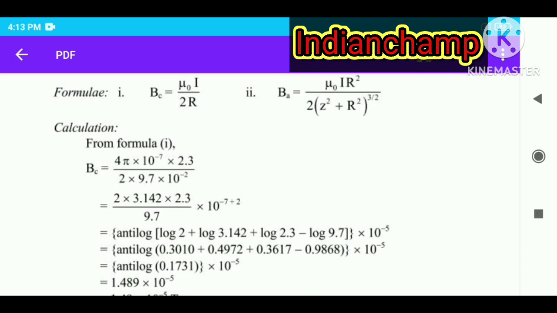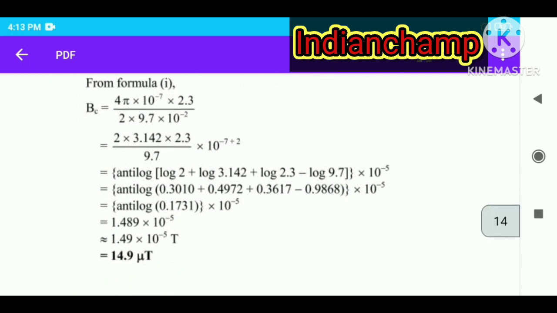First, B_C is equal to 4π × 10^-7 × 2.3 divided by 2 × 9.7 × 10^-2, which is equal to 2 × 3.142 × 2.3 divided by 9.7 × 10^-7 + 2, which is equal to antilog of [log 2 + log 3.142 + log 2.3 − log 9.7] × 10^-5.